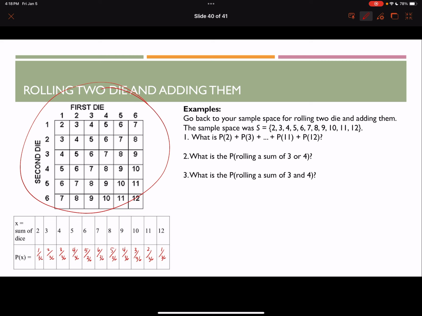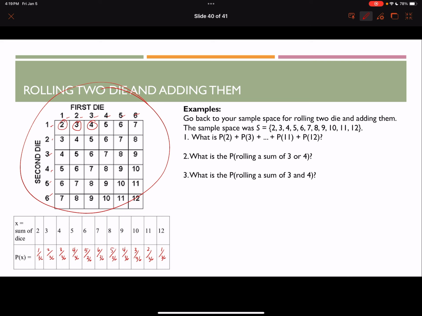And I would say, okay, here's die 1. On die 1, I could get a 1, 2, 3, 4, 5, or 6. On die 2, I could get a 1, 2, 3, 4, 5, or 6. Add them up. If I get a 1 and a 1, I add to a 2. If I get a 2 and a 1, I add to a 3. 3 and a 1, I add to a 4, et cetera, et cetera. So that's how I would list the sample space.